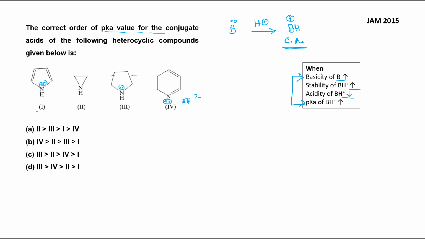Now among 1 and 4, in case of 4, the lone pair availability is higher compared to pyrrole, that is the first one. Why? Because it is not participating in resonance. But in case of the first molecule, pyrrole, because of stability and also to attain aromaticity, that is a total of 6 pi electrons, this lone pair will not be available. So that is why its basicity will be least. So 3, 2, then 4 and 1, that is option C. And that is also the same as the pKa value order of the conjugate acids.